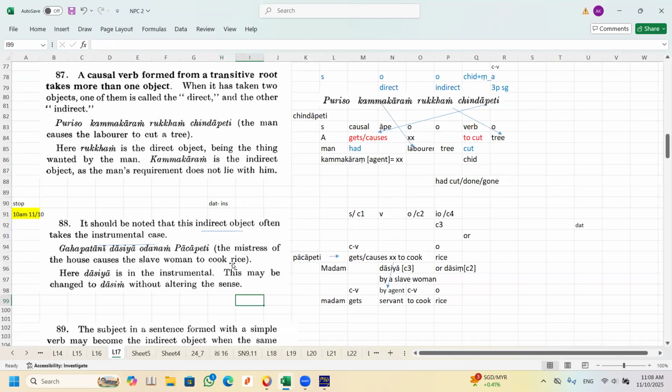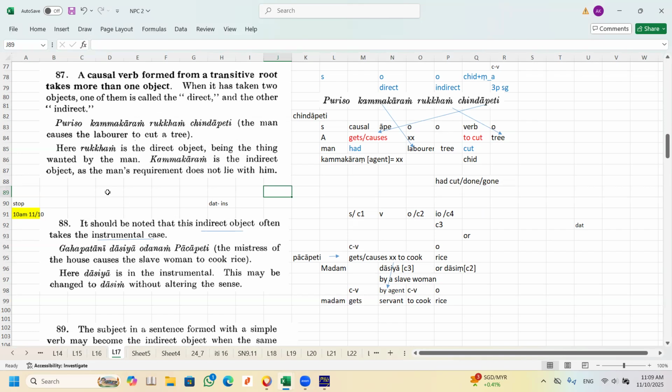Now, if you look at the sentences, straight away you know that this is going to be the verb. And then you see the T, you know it's the third person. And then you see the ape, this is what we call ape. Ape is a causal verb. This is called a causal verb, a causative.